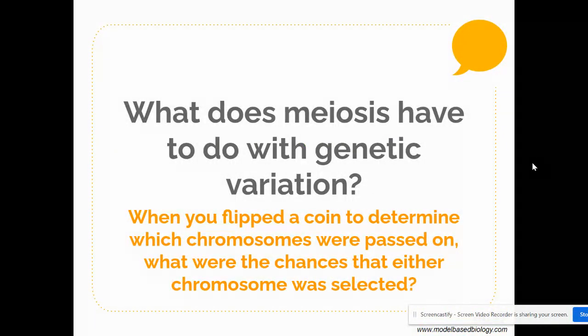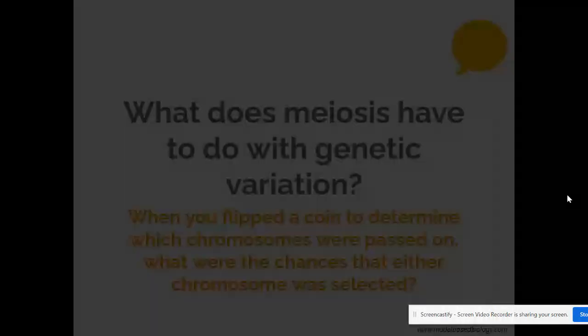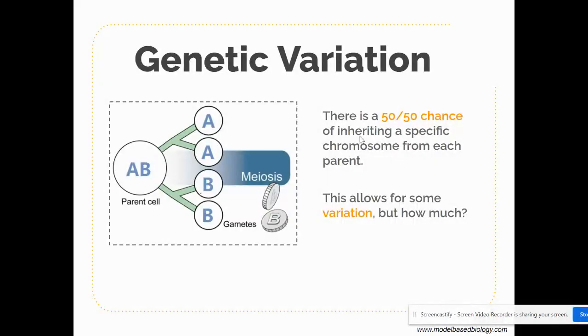So what does meiosis have to do with genetic variation? So when you flipped a coin to determine which chromosomes were passed on to the baby, what were the chances that either chromosome was selected? Okay, it was literally up to chance. So by randomly selecting each chromosome, it would increase the genetic variation. Okay, since there is a 50-50 chance of inheriting a specific chromosome from each parent, this allows for some variation, but we're going to see if we can figure out how much.